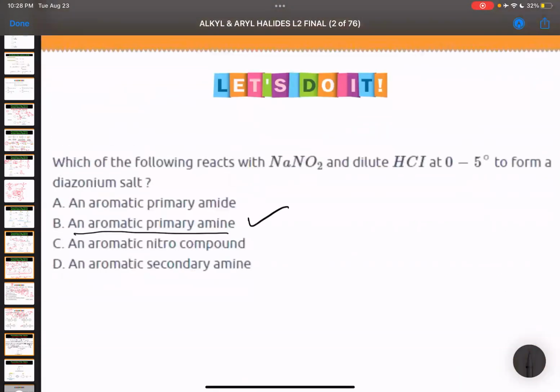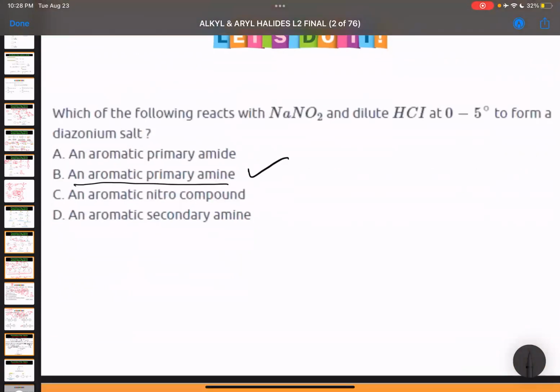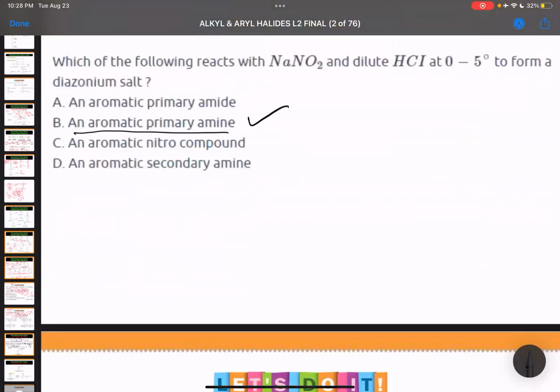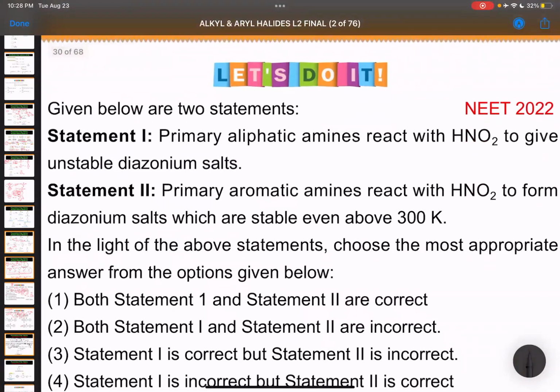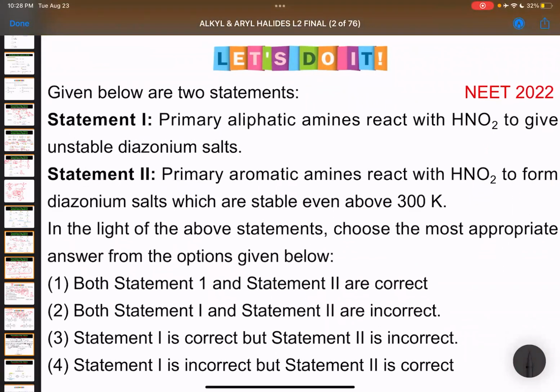But amide is a different functional group, Nabil. That is CO and ester. So you need to be very careful. And this is also a very good question. Just one month back, it appeared in the NEET examination, but very, very important question.